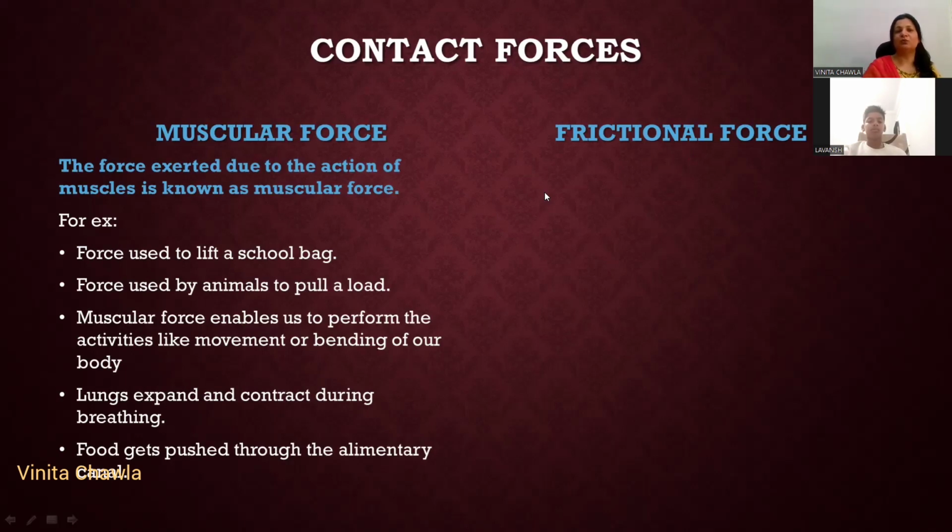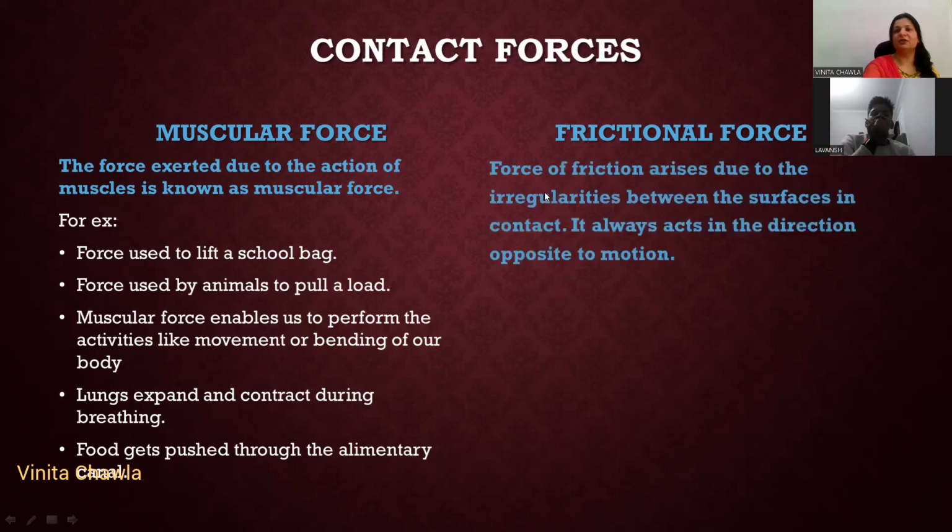Muscular force enables us to perform activities like movement or bending of the body. Lungs expand and contract during breathing. Food gets pushed through the alimentary canal. So these are all examples of muscular forces. And the second category is frictional force. Frictional force arises due to the irregularities between the surfaces in contact.